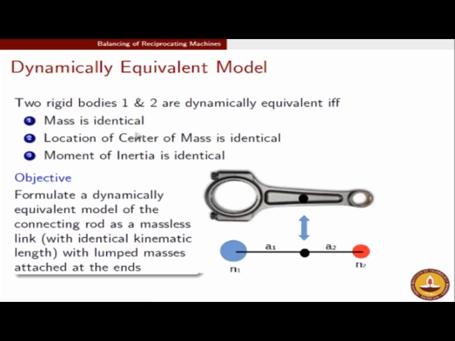So, mass has to be identical, that is the first condition. The second condition is that the center of mass should be at the same position. The blue dot in this figure is the center of mass of the actual connecting rod. The simplified system is dynamically equivalent if and only if, IFF is not a spelling mistake, IFF means if and only if. So, therefore, the center of mass of the actual connecting rod should be exactly at the same location as the center of mass of the simplified connecting rod.